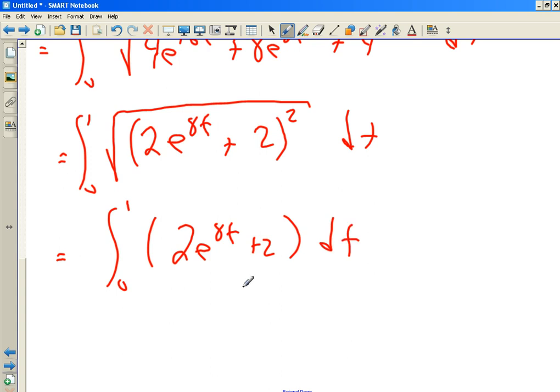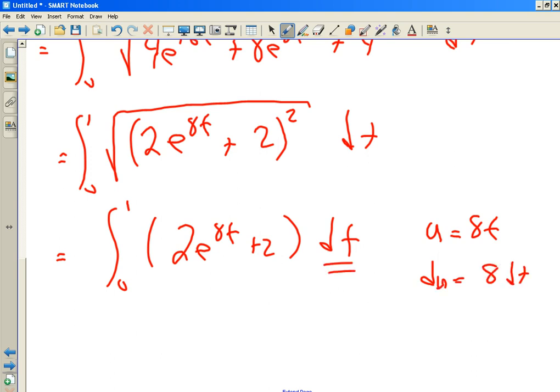And that's not so bad, because how do you integrate this? Not yet. I didn't integrate yet. You can't plug in yet. How do you integrate this? If you integrate e, it stays. Yeah, but that's if it's just e to the t. It's e to the u. So this is u sub, right? U is 8t. Okay. So du is 8 dt.